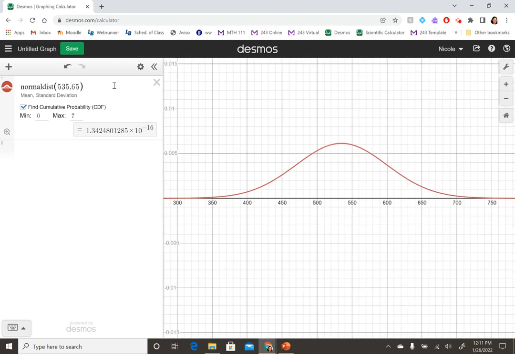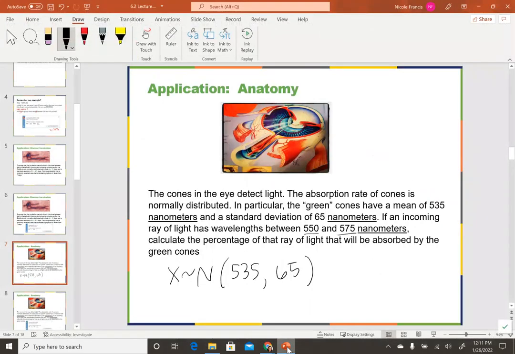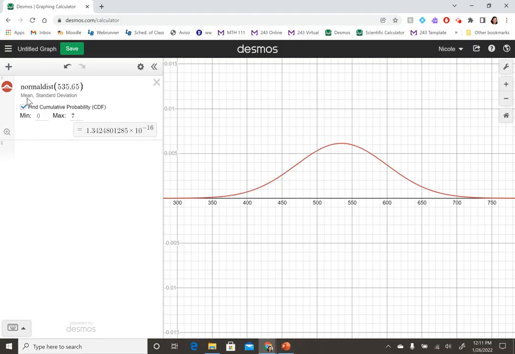Oh, there we go. Normally distributed, mean of 535, standard deviation of 65, and we want to know the percentage of light absorbed for between 550 and 575. 550 and 575. All right, perfect. 0.1395966, and we go to the next page.